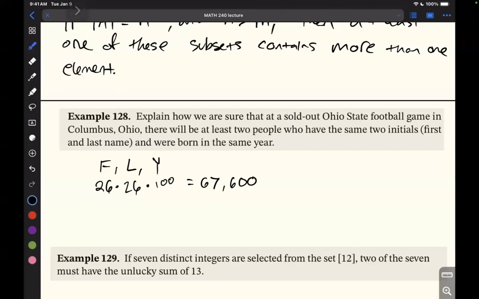Okay, 67,600. Okay, that's a big number. We're at an Ohio State football game. Would someone please Google what's the capacity of Ohio State's football stadium?